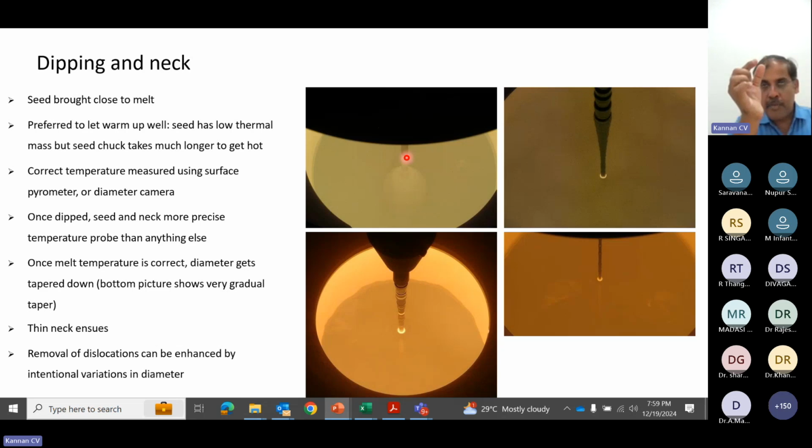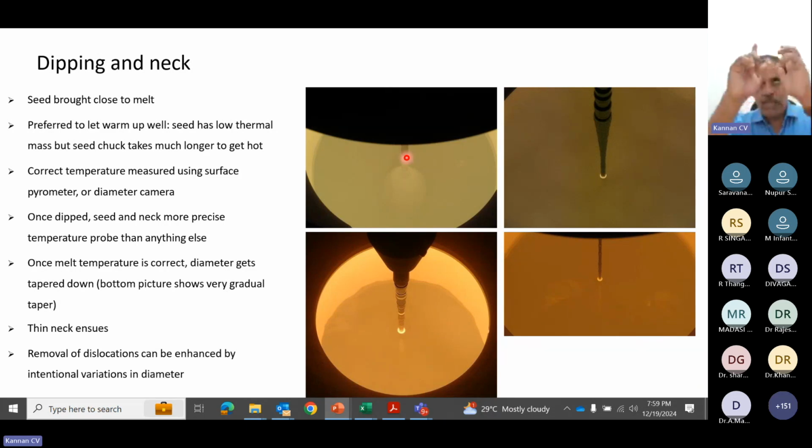Once you establish the proper equilibrium condition, you start pulling the seed, and the seed also will melt, so the diameter goes from 10 to finally 1 or 2. Then you start the process, so that you are minimizing the transfer of the dislocations which exist in the seed. You are minimizing the transfer of dislocation from the seed to the new baby crystal. This is the way you have to control. This is the very critical process to control the quality.